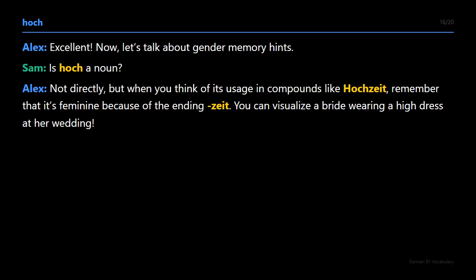Excellent. Now, let's talk about gender memory hints. Is hoch a noun? Not directly, but when you think of its usage in compounds like Hochzeit, remember that it's feminine because of the ending Zeit. You can visualize a bride wearing a high dress at her wedding.